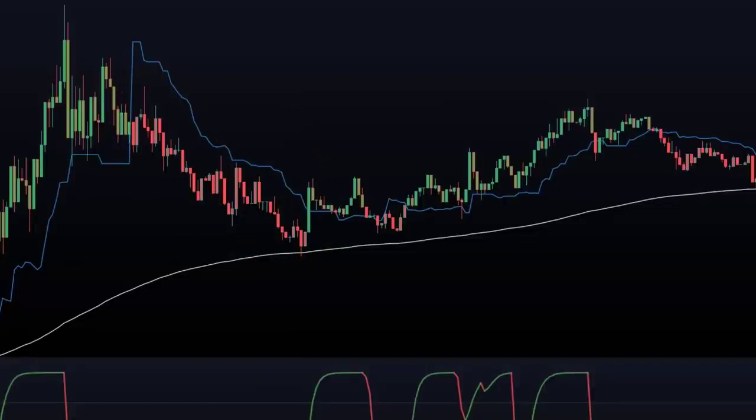Finally we are now waiting for a green STC line. This is also taking place. So now we can place a buy position. You can see that the price went up in the following minutes.